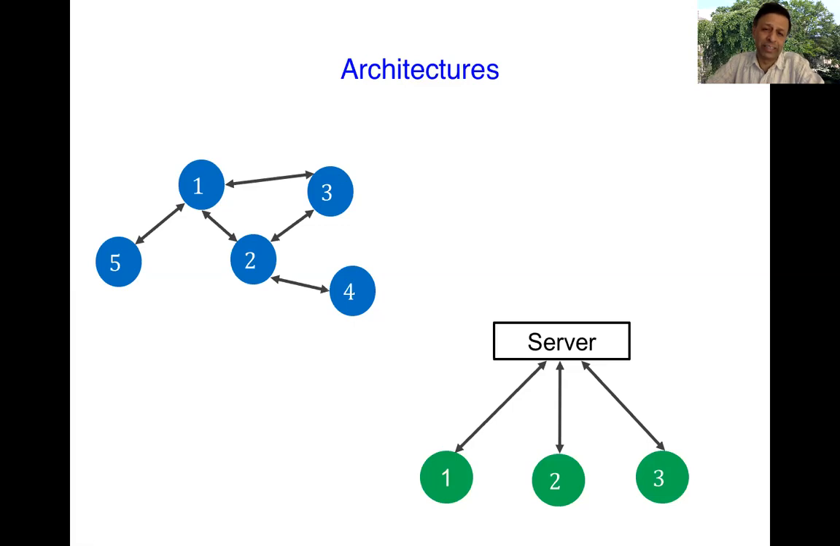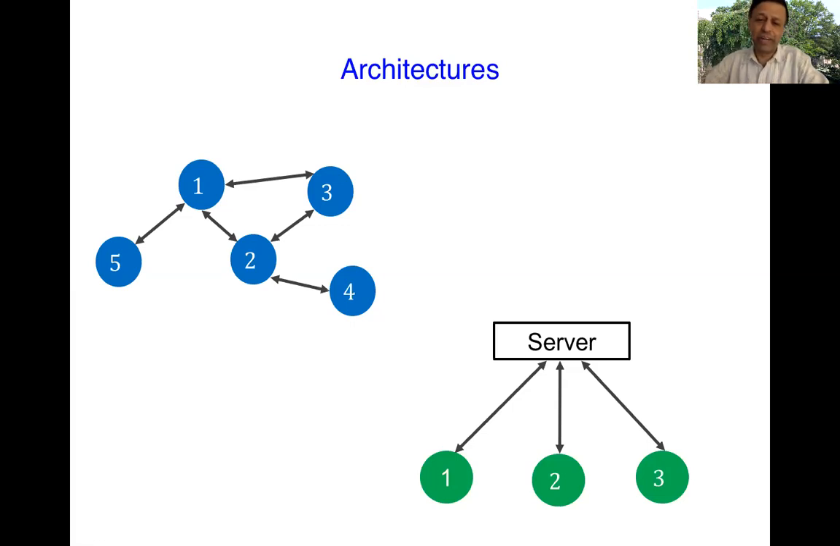One setting is the so-called peer-to-peer setting, which is the illustration on the top left corner of this slide. In this picture, 1, 2, 3, 4, and 5 are different agents in the system, and they're connected by some network. And in this network, each agent can directly communicate with only its neighbors in this graph.